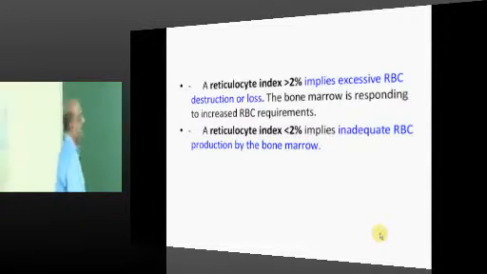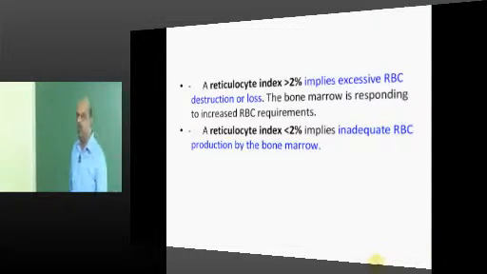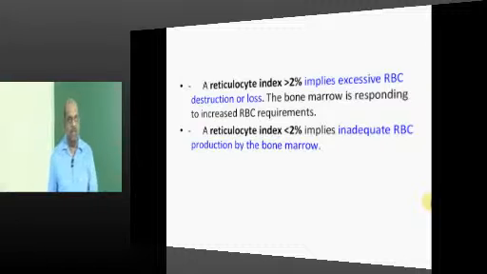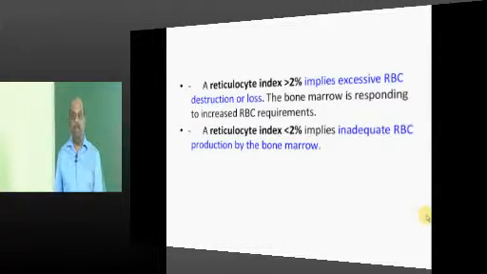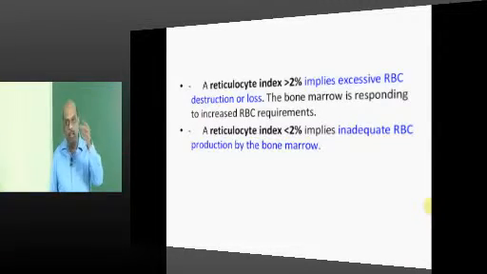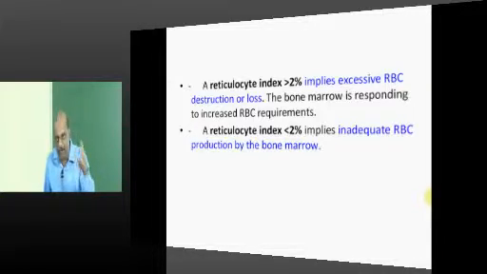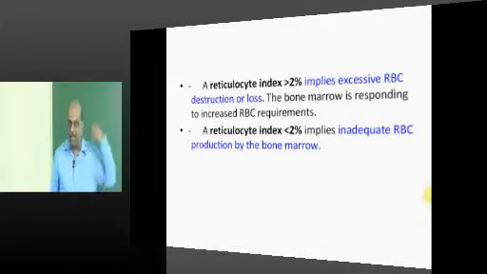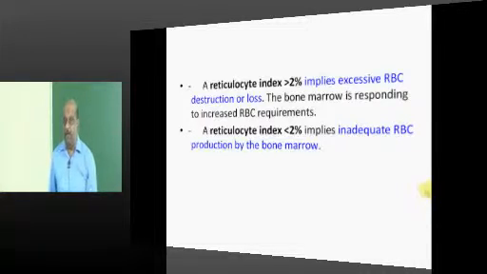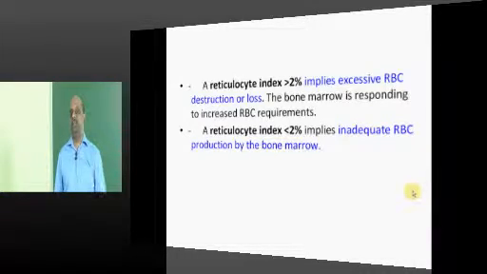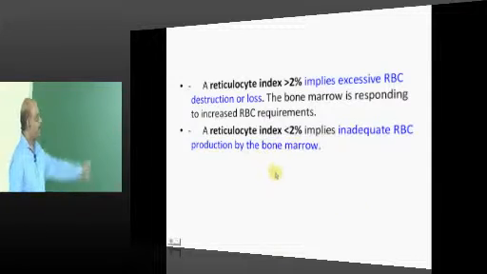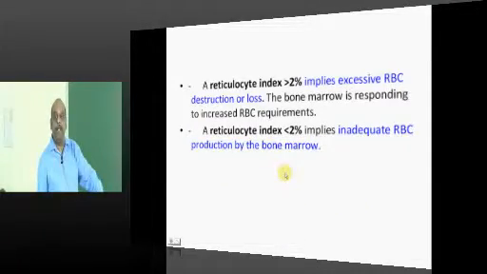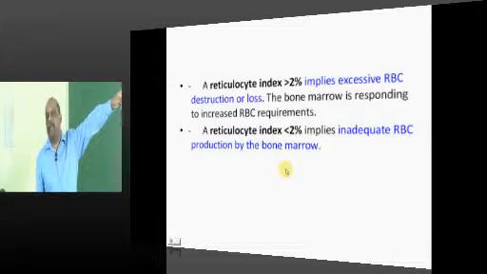But if retic count is less than 2% in an anemic person, what does it mean? It means either iron or folate or nutrients required for production of RBC are missing, or bone marrow is suffering some aplastic anemia, hence in spite of anemia there is no retic count production. So that means erythropoiesis got affected is implied by a low retic count at the time when there is anemia.